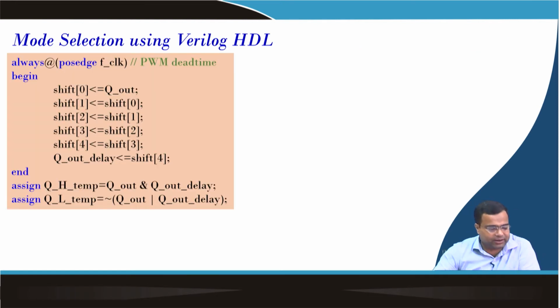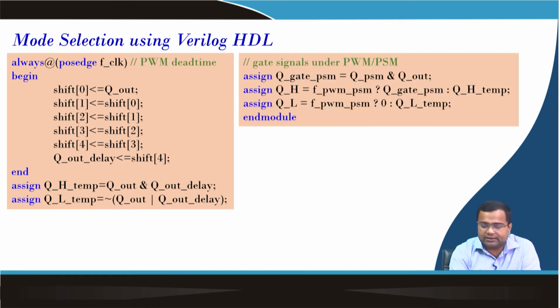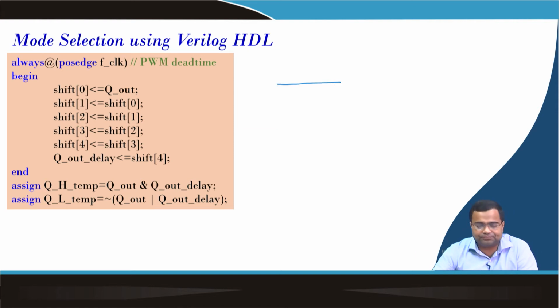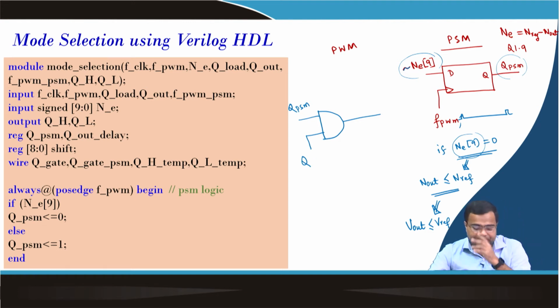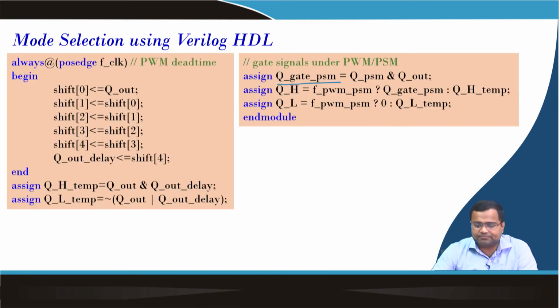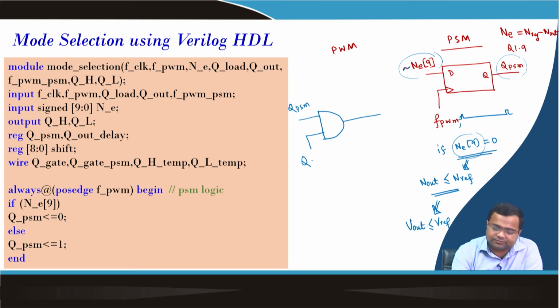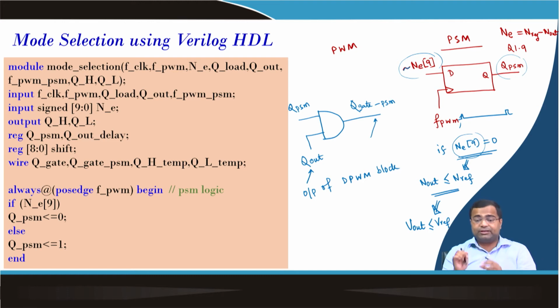If you go to the next one, that is the Q gate PSM, which is your QPSM multiplied by the Q. That means Q out, the output of the DPWM block, we are setting as Q gate PSM. That will be the main gate signal during PSM.